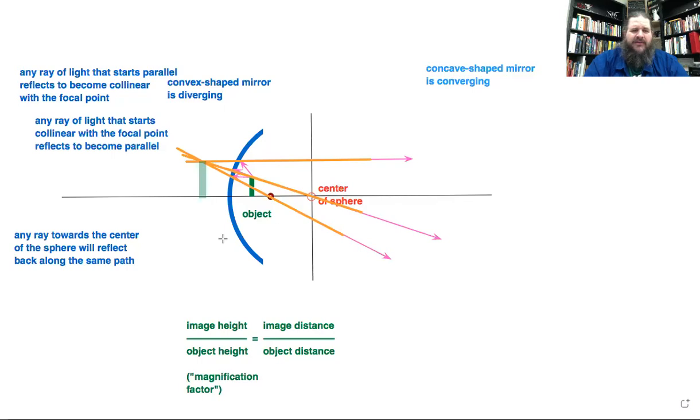And what kind of image is that? Virtual. Yeah, the rays of light didn't actually come from that point. They didn't actually pass through that point. They seem to be coming from that point as far as direction is concerned. But since we had to backtrace to find it, this is a virtual image.